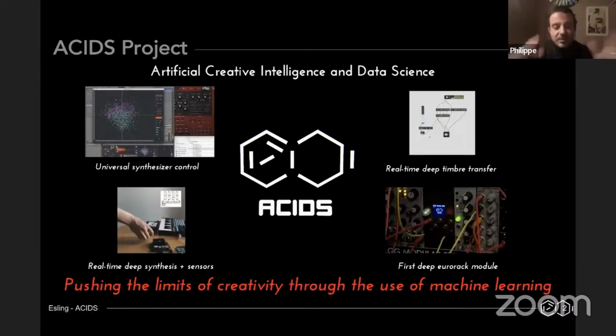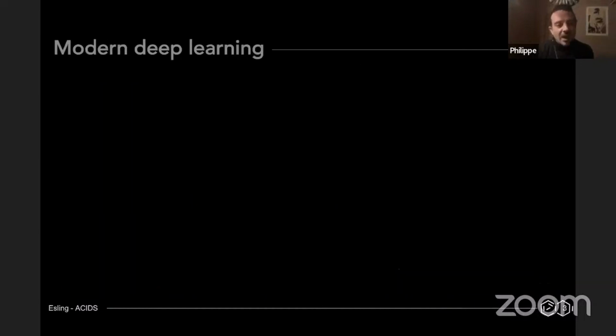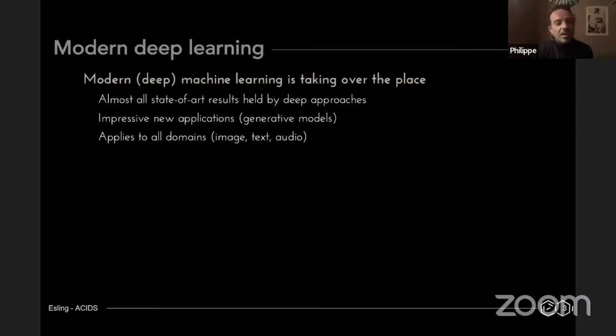So we have lots of interesting work, I think, and the overarching goal is to push the limits of creativity through the use of machine learning. But I'm here to say that machine learning lately kind of sucks. Modern deep learning is everywhere. We have state-of-the-art results and it's super impressive and applies to all domains.